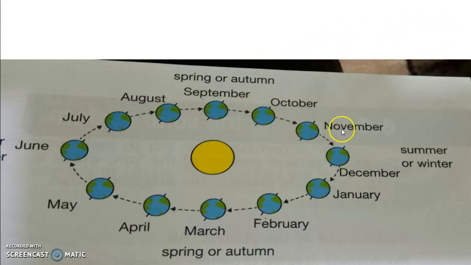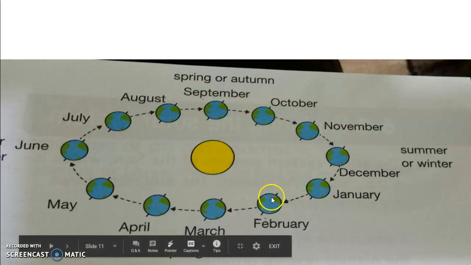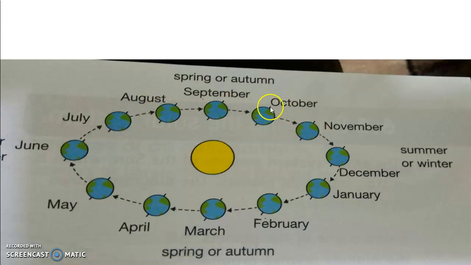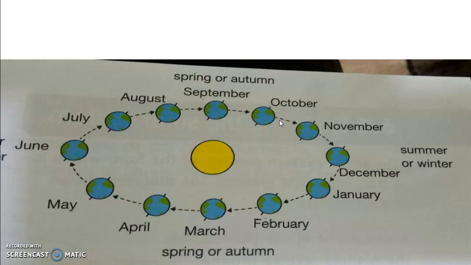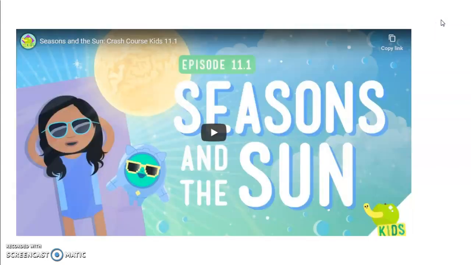Look here. Here are the months: January, February, March, April, May, June, July, August, September, October, and November. This revolution of the earth around the sun takes 1 year, 365 days and a quarter of a day. Watch this video about the seasons and the sun.